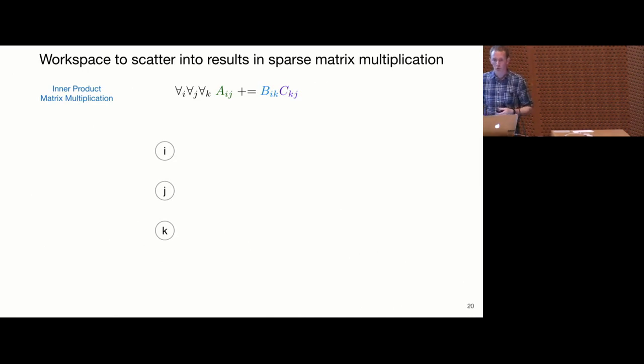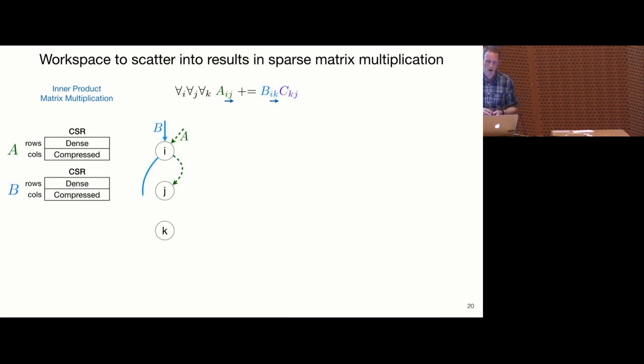Our compiler can turn this into a concrete index notation expression and then lay out the loops in this iteration graph. We draw in first the path for A, then the path for B, which goes from i down to k, and then the path from C that goes from j to k. So these paths always have to go down. And the issue with this expression is that this is actually really bad code, and I'll show you why. This is the inner product algorithm for matrix multiplication. And if it's a dense matrix multiplication, this is the algorithm you should write to get the best performance.